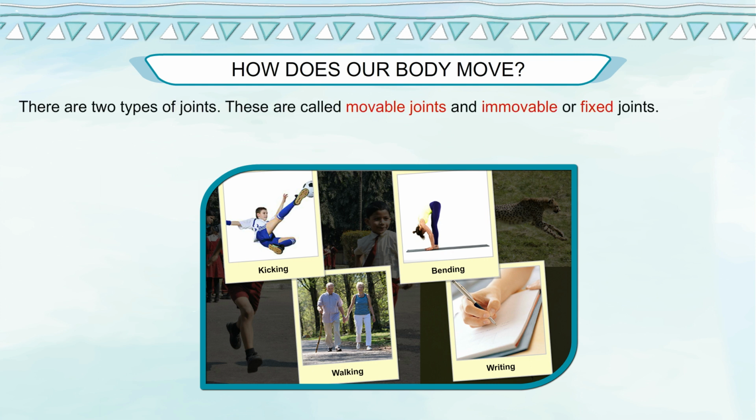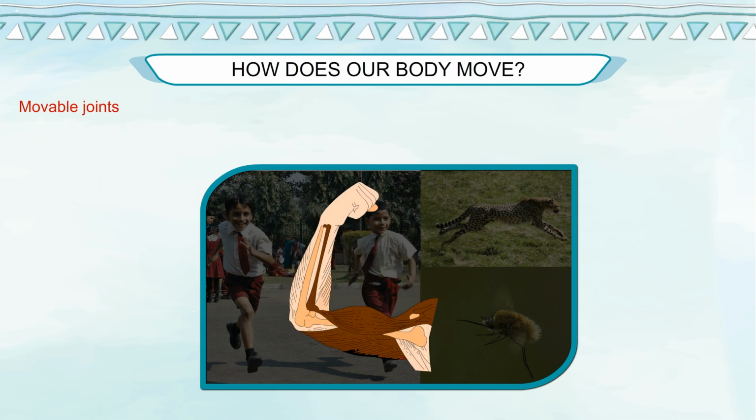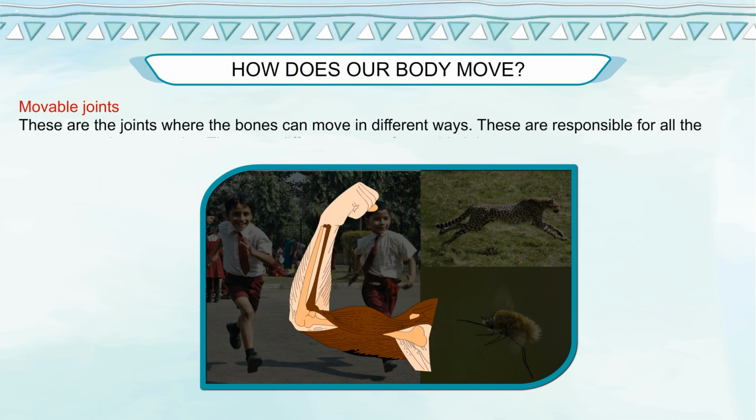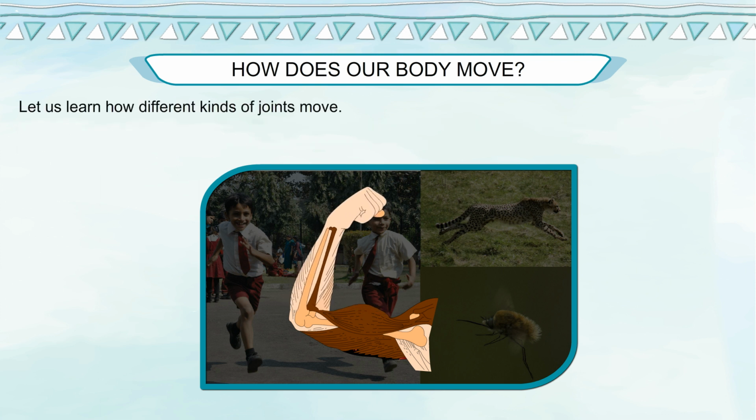These are called movable joints and immovable or fixed joints. Fixed joints. These are joints that do not move. For example, several bones of the skull are joined together by fixed joints. Movable joints. These are the joints where the bones can move in different ways. These are responsible for all the movements that we make. There are different types of movable joints. Let us learn how different kinds of joints move.